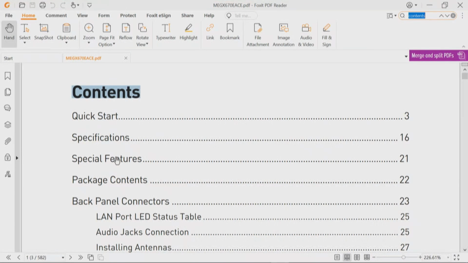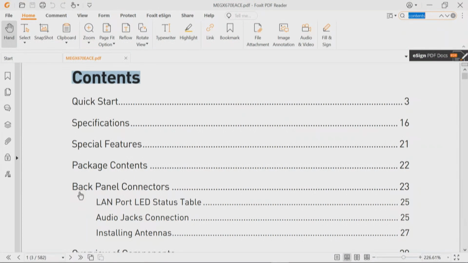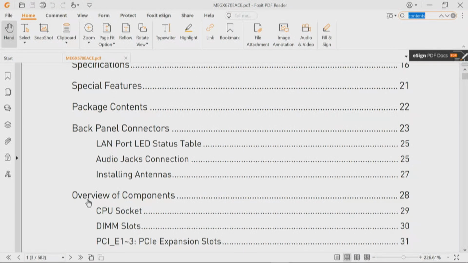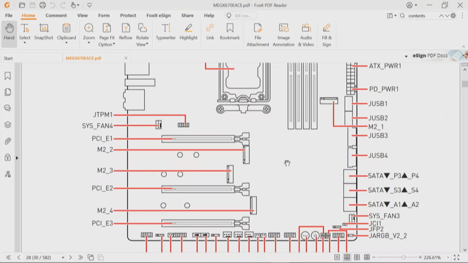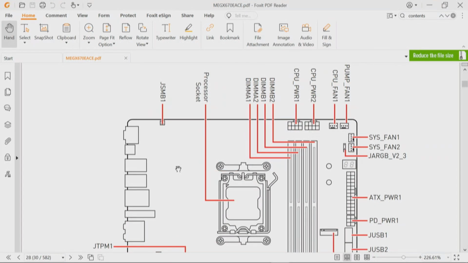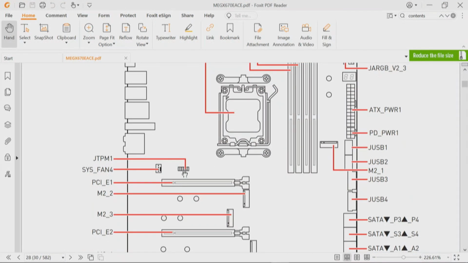Okay, to reiterate, specifications, block diagram, back panel connectors, and we'll reference that again. And then the overview of components, which we also call the motherboard layout by everybody else's definition. And something we'd like to see is they lay out the manual a little bit differently, but I understand where they're coming from. Okay, from the top down, we don't get a good indication of chips, but we will have a good indication of connectors.